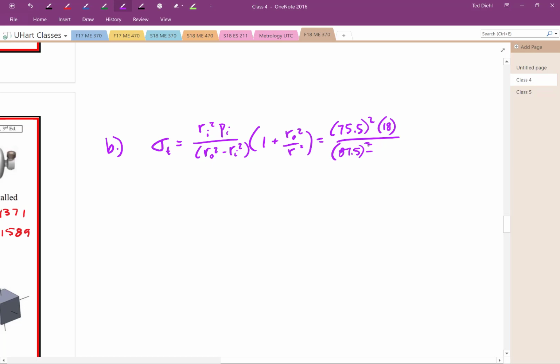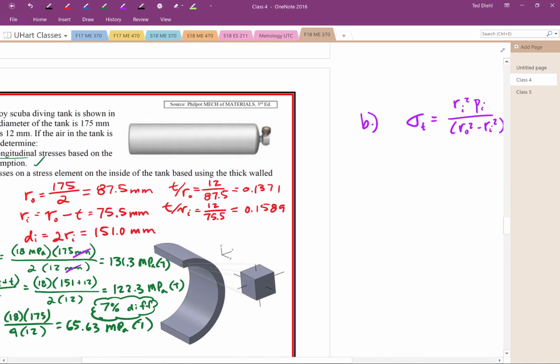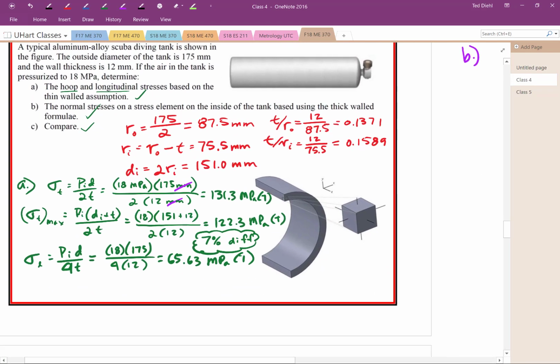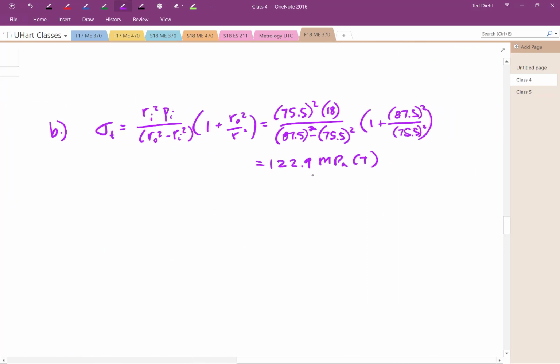Okay, 87.5 squared minus 75.5 squared, times 1 plus 87.5 squared divided by 75.5 squared. And I end up with 122.9 megapascals in tension. Notice, compare that to what we had over here. The maximum according to Shigley for the thin-walled was 122.3. The maximum according to the thick-walled was 122.9, which ends up being a 0.5% difference.